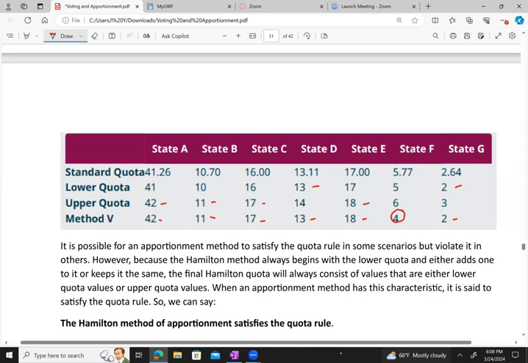So, method V does not meet the quota rule, because state F receives less than the lower quota.